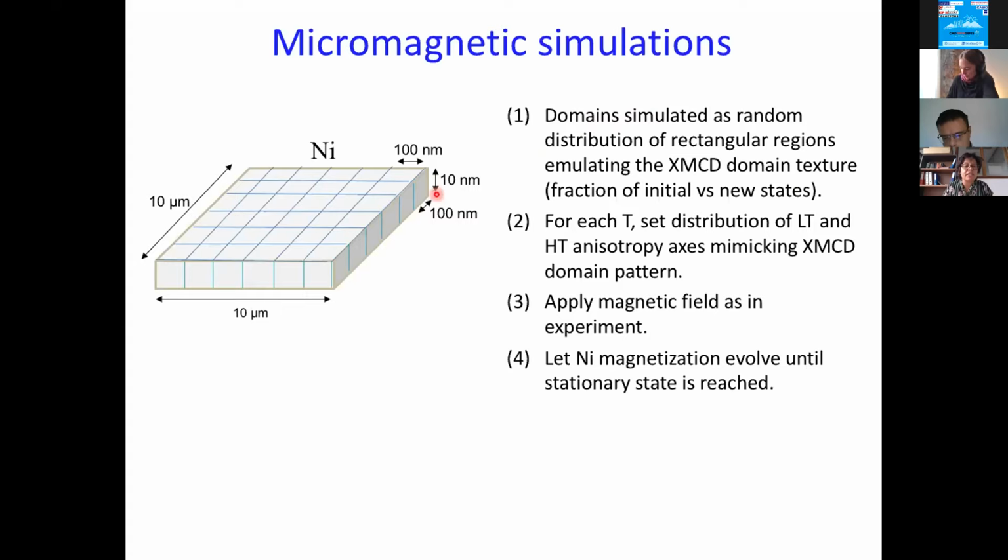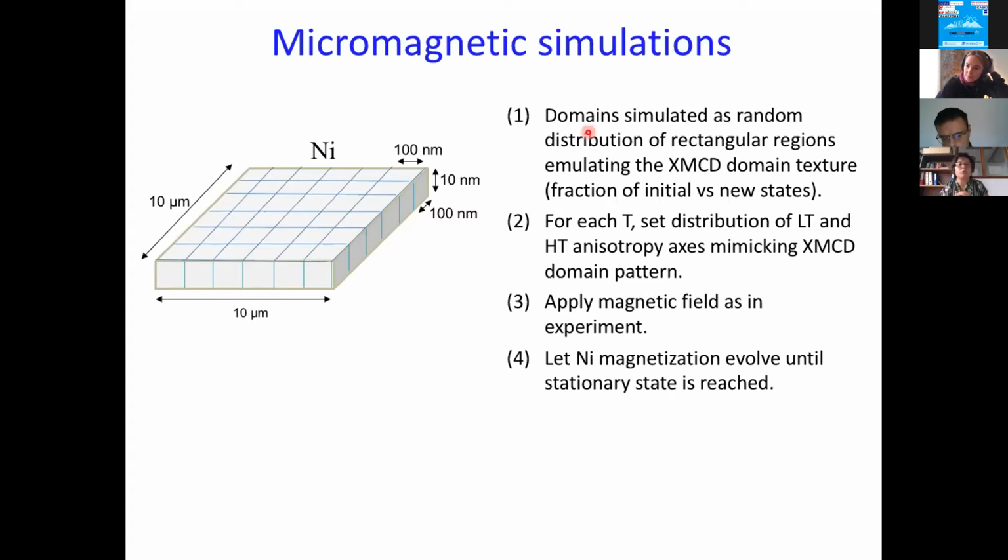And then what we do is to simulate domains as a random distribution of rectangles, roughly 700 by 800 nanometers or so, which emulate the XMCD domain texture. They are randomly distributed, but the fraction of initial versus newly formed domains is as in the XMCD images.